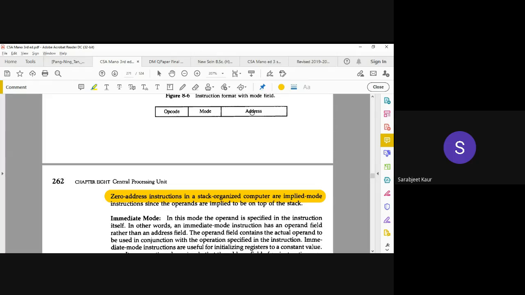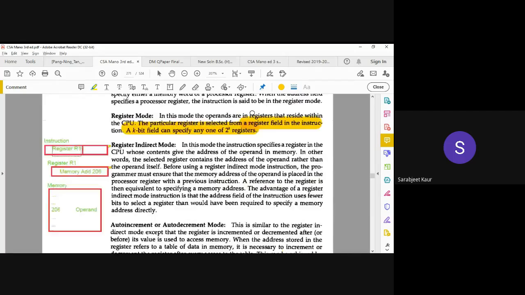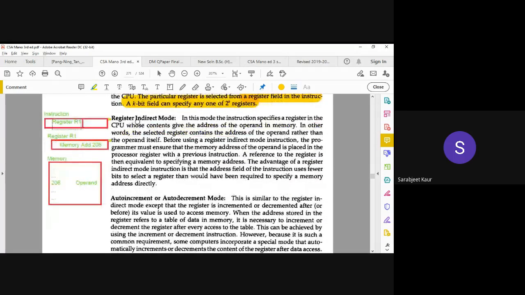So that is the register mode. Simple. Any problem? Any problem, students? Please give me the feedback so that I can move ahead. No, ma'am.